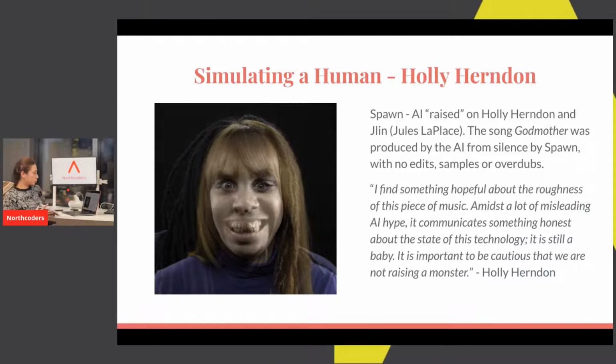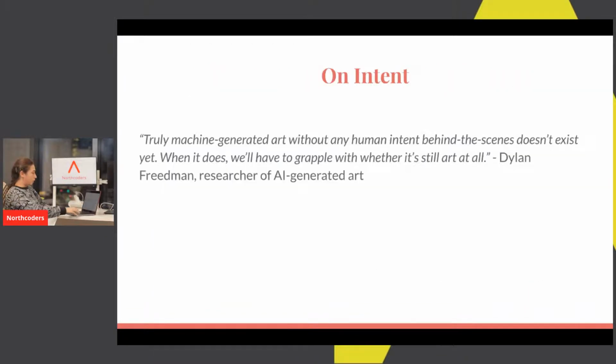And the quote I wanted to share with you is, "I find something hopeful about the roughness of this piece of music. Amidst a lot of misleading AI hype, it communicates something honest about the state of this technology. It is still a baby. It is important to be cautious that we are not raising a monster." And that was quite an interesting one to me.